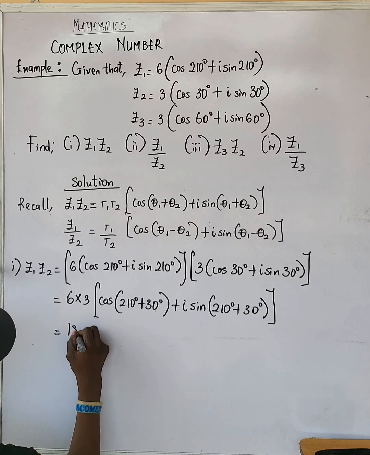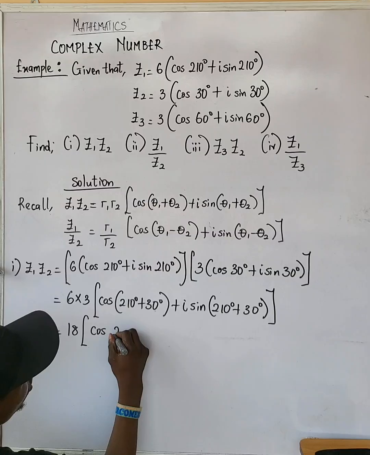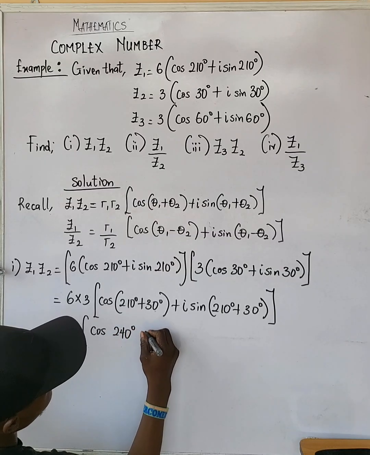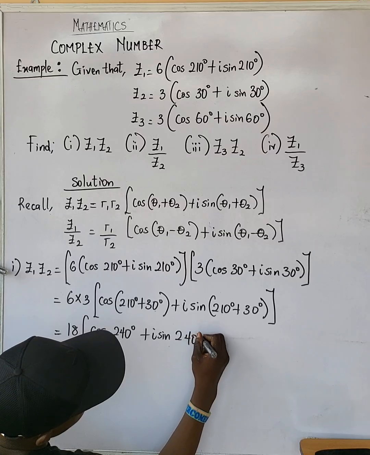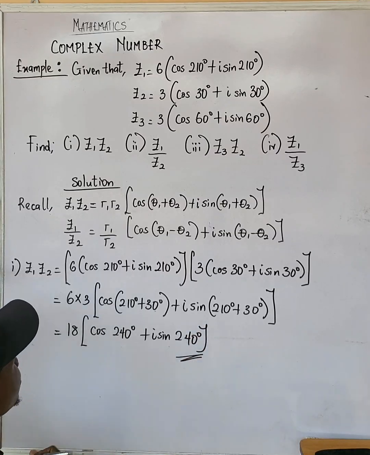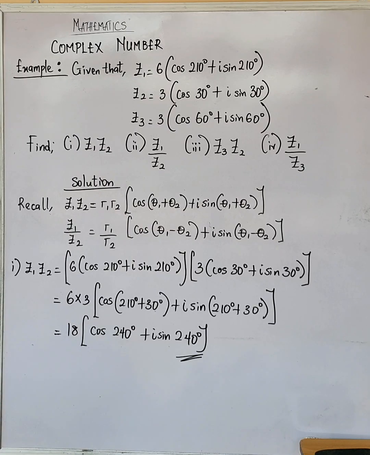That will give us 6 times 3 is 18, and that will be cos 240 degree plus i sine 240 degree. So this is our answer. Now, you can go further by converting it to radian, since it is in degree. You can go further by putting your answer in what?